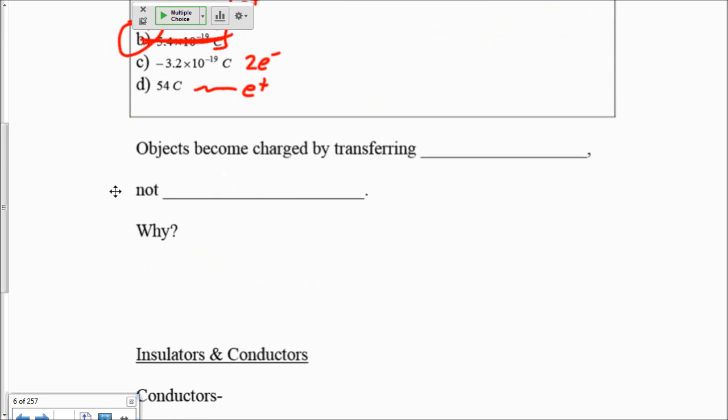All right, we've already talked about this. Objects become charged by transferring what? Electrons, not protons. And why is that? All right, they're really tightly bound. So protons are tightly bound to the nucleus.